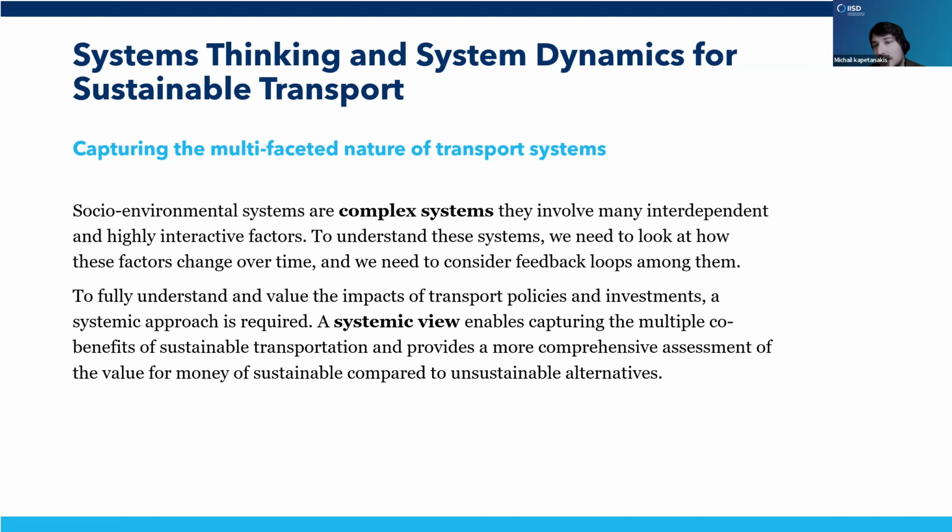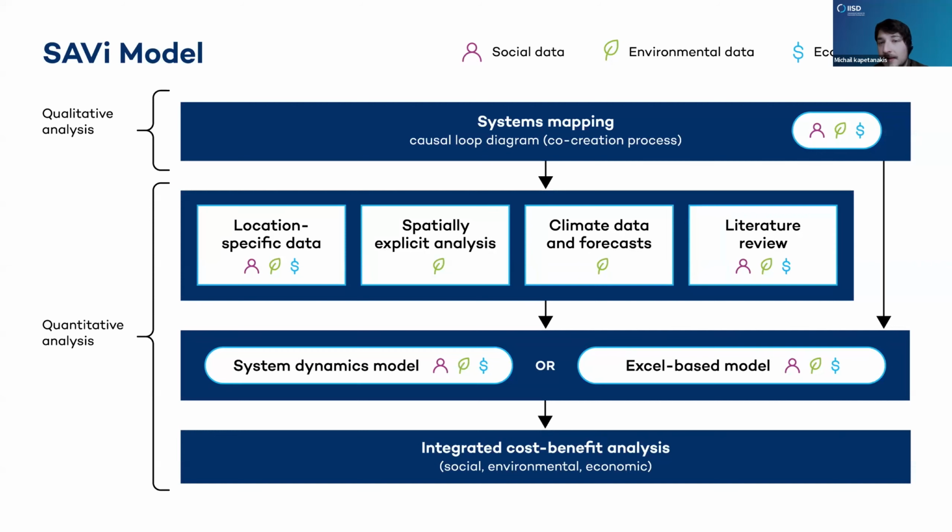So for those who joined the first session, here is a small reminder of how we apply system dynamics to different projects through our methodology, the sustainable asset valuation methodology. We start with a qualitative analysis, which is systems mapping and the causal loop diagram. And then we move to the quantitative analysis, which can integrate many different approaches or analyses, such as location-specific data, spatially explicit analysis, climate data and forecasts as well, and secondary research and literature review. And then we go towards building a system dynamics model or an Excel-based model or both. And the end product is our integrated cost-benefit analysis, which includes all of the different social, environmental, and economic impacts.